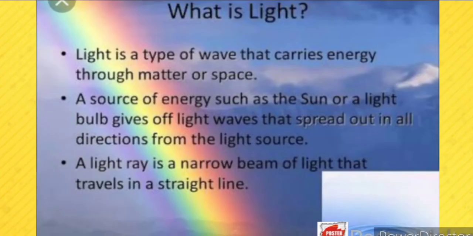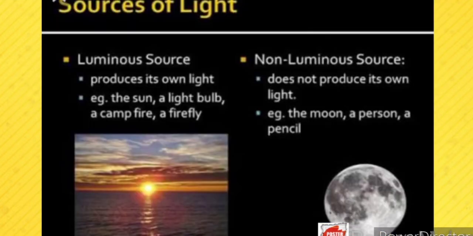First of all we see what is light. Light is a type of wave that carries energy through matter or space. A source of energy such as the sun or a light bulb gives off light waves that spread out in all directions from the light source. A light ray is a narrow beam of light that travels in a straight line. So according to this, we can say that light is energy, or a wave that carries energy.